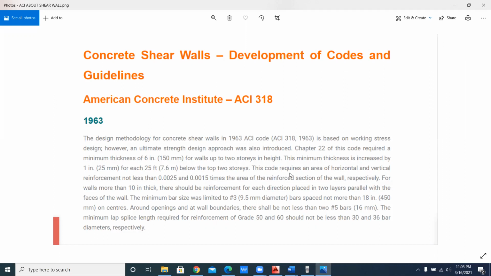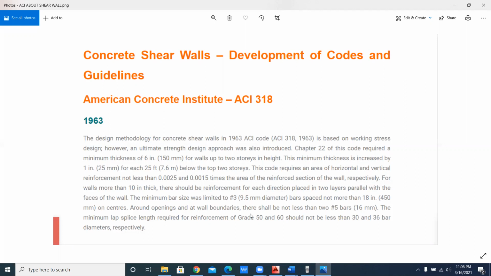Okay, the code requires horizontal and vertical reinforcement not less than this one and this one. For walls more than 10-inch thick, there should be reinforcement for each direction placed in 2 layers parallel with the faces of the wall. The minimum bar size was limited to not more than this. So for walls more than 10 inch thick, you should reinforce each direction, placed in 2 layers parallel with the face of the wall.